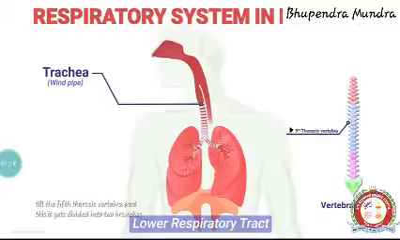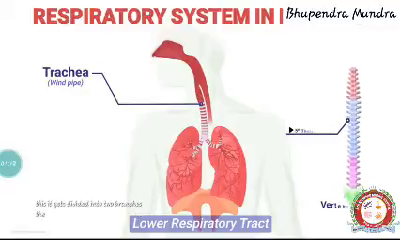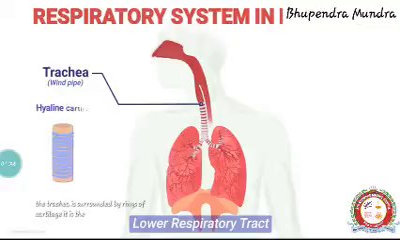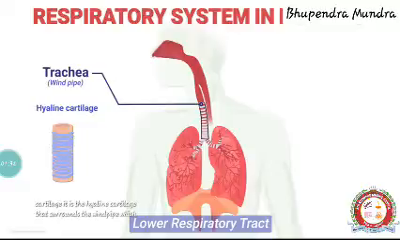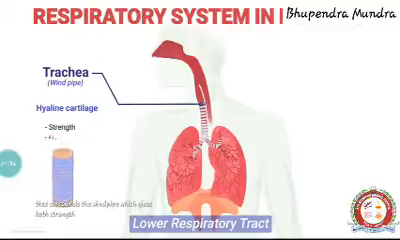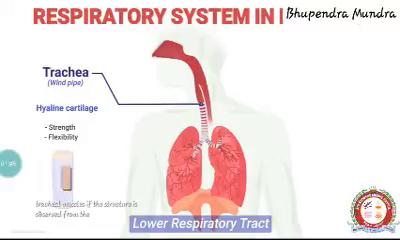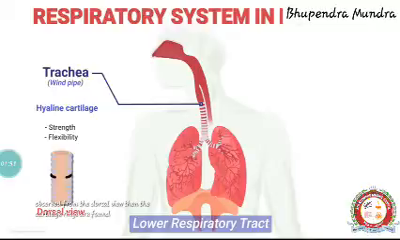Then it gets divided into two branches. The trachea is surrounded by rings of cartilage. It is a hyaline cartilage that surrounds the windpipe, which gives both strength and flexibility to the trachea. If the structure is observed from the dorsal view, then the cartilage rings are found to be incomplete.